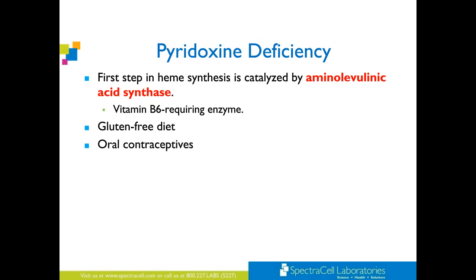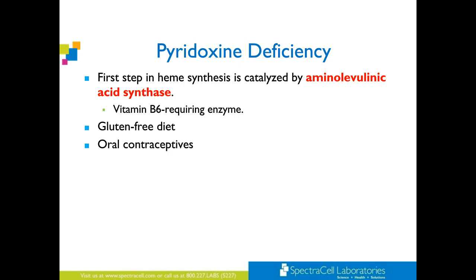B6, this is a nutrient that's involved in the very first step of heme synthesis. And it's due to this particular enzyme here. You can see the aminolevulinic acid synthase, and once again, it is a B6 requiring enzyme. And I put under there, you can see gluten-free diet and oral contraceptives. And you might say, why did he put those particular bullets there?